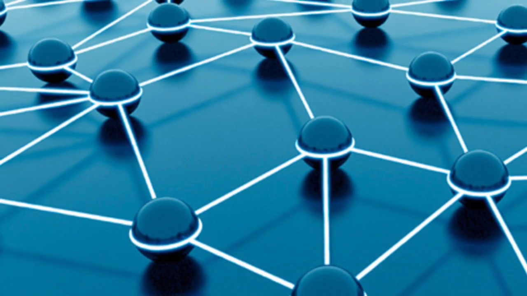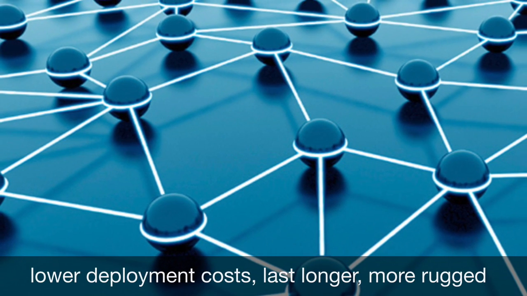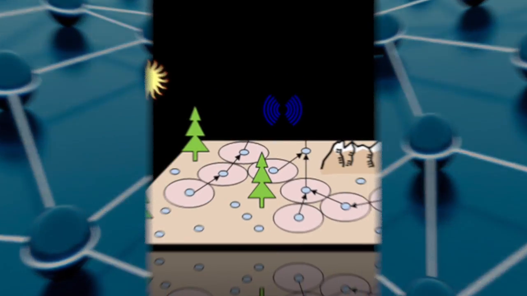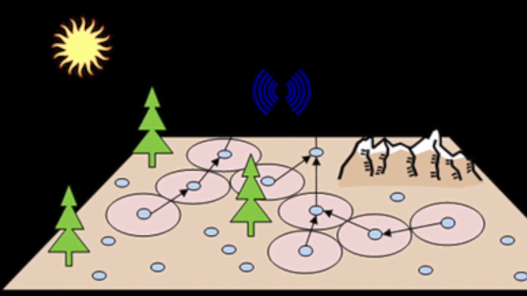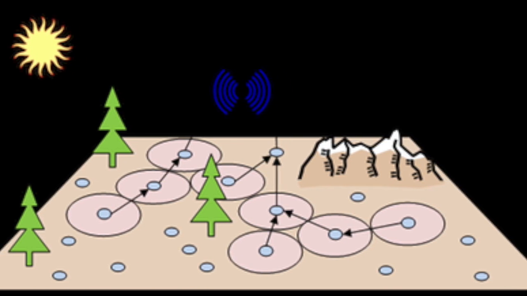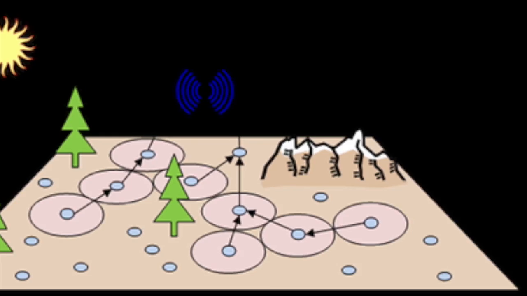Today's state of the art wireless sensor networks have lower deployment and maintenance costs, last longer, and are more rugged. They are finding their way into numerous applications in our homes, workplaces, and beyond, bringing new sources of innovation, control, and convenience to our personal and professional lives.